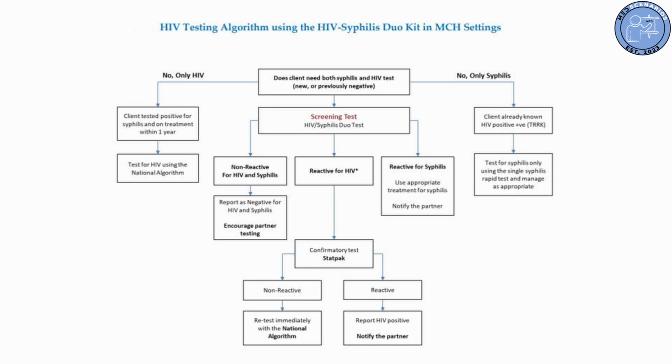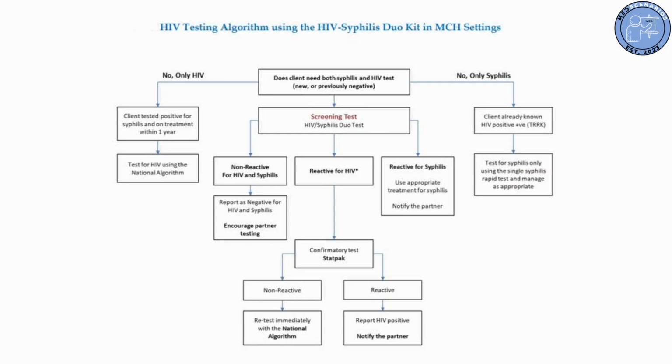And if the Stat-Pak kit is reactive, report this patient as HIV positive, initiate ART, and notify their partner about the status of your client. If the Stat-Pak test is negative, this is the point where you go ahead and test immediately for HIV using the national algorithm. As I mentioned earlier, the Determine, Stat-Pak, and SD Bioline algorithm.